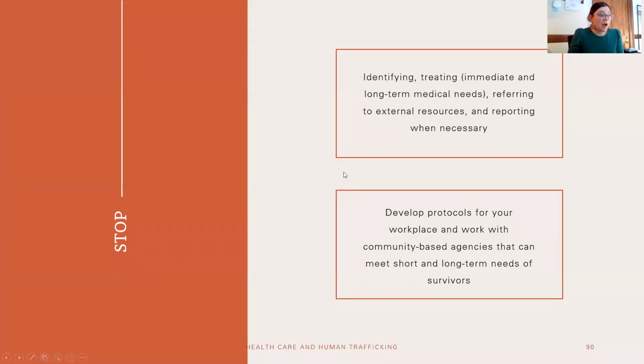So starting with stop. So identifying and treating the immediate and long-term medical needs, referring to external resources and reporting when necessary. And then developing protocols for your workplace and working with community-based agencies that can meet the short and long-term needs of survivors. So this is something that you would implement, the stop part of it, at the beginning and initial interactions with somebody in your care.